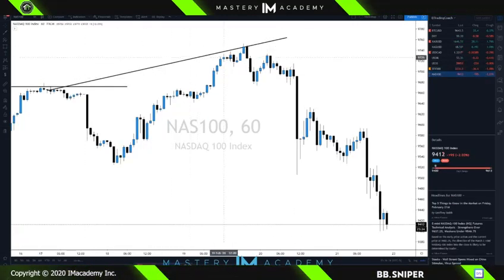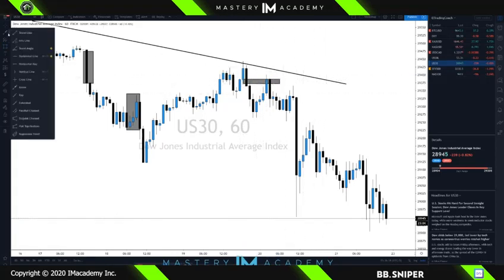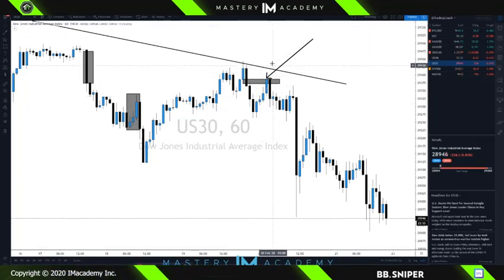NASDAQ. Market comes back up during London, makes a lower high. US 30. Market comes back up during London, same time of day, same structure at this point, makes a lower high.